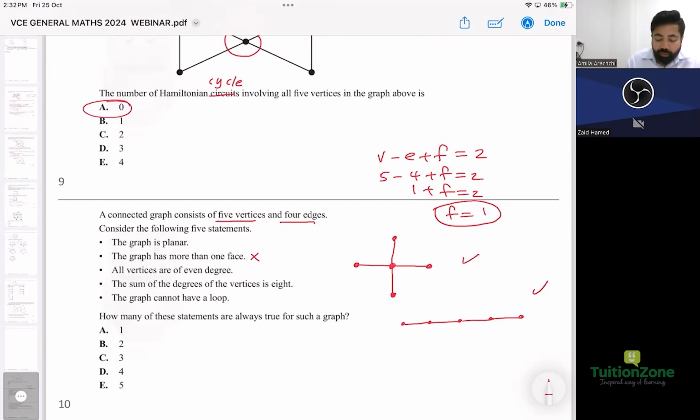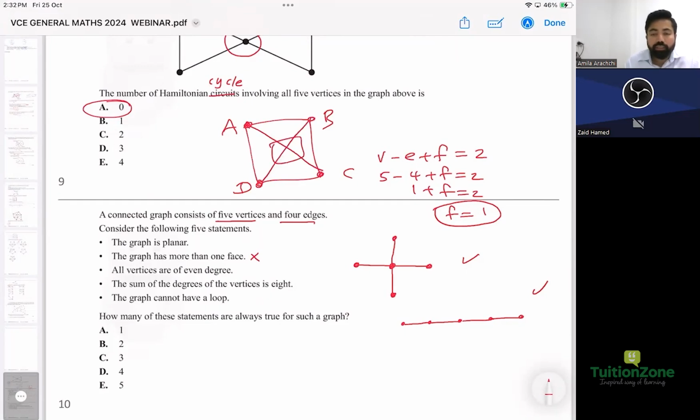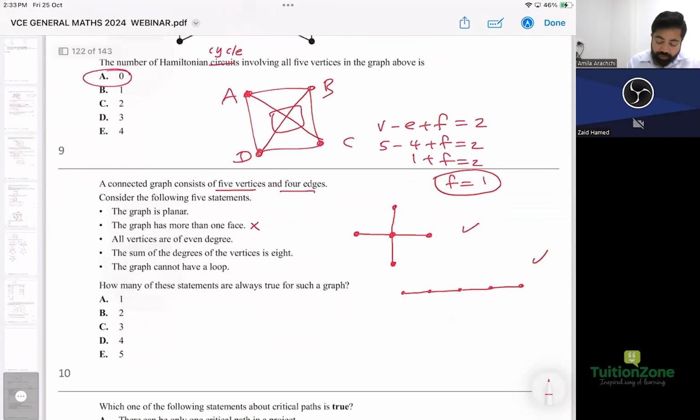Planar means when you draw the graph, think like you've got A, B, C, D as the vertices, you can't cross the edges like this. If you're crossing the edges, it can't be planar, right? So it's a planar graph, looks like, according to my diagrams, they look okay. But if you get something else, you can always double check it. All vertices are even degree. Is that true or false?